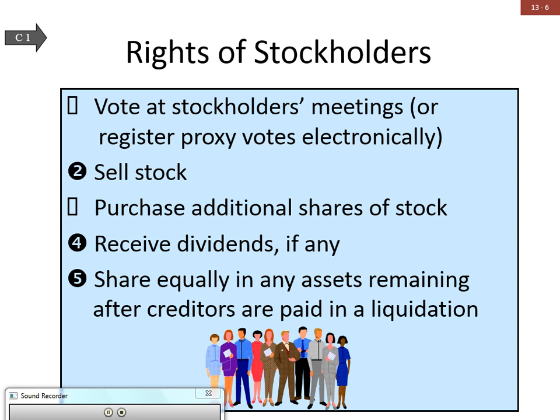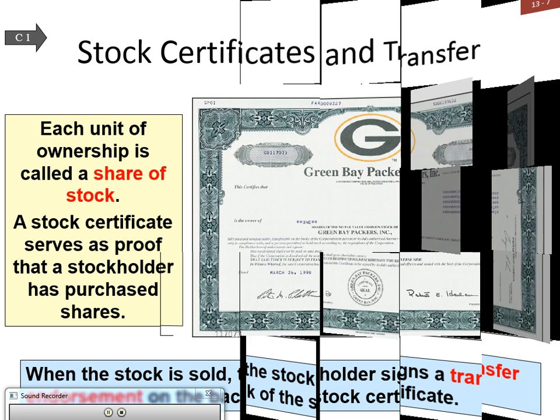They get to sell their stock if they want to. They can purchase some more stock if they need to. They are entitled to dividends, and that also is going to be broken down by class, depending on the class of stock that they have. And share equally in any assets remaining after creditors are paid in the event of liquidation. So if a corporation is completely shut down and they have to sell all the assets and liquidate the business, then of course, stockholders are set to receive cash from whatever has been liquidated after all debts have been paid.